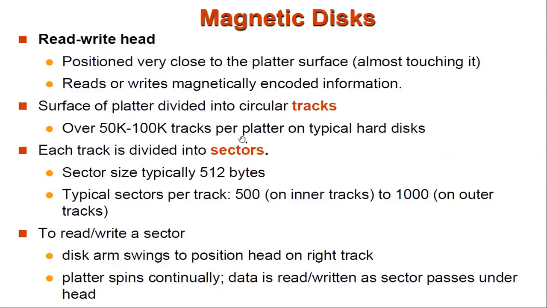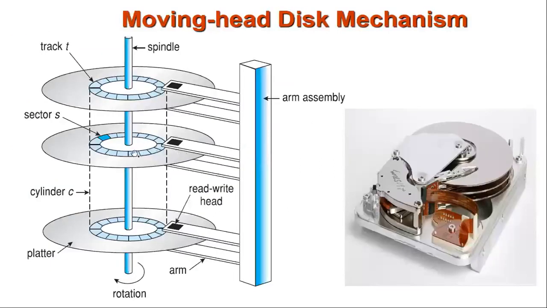There is a possibility of 50,000 to 1 lakh tracks per platter on a typical hard disk. Suppose you take one surface, which is what we call a platter. On this one surface, you can have a minimum of 50,000 to 1 lakh tracks like this. Similarly, on the bottom side also you can have 50,000 to 1 lakh tracks. Based on how many disks you have in the hard disk, you can have that many tracks.